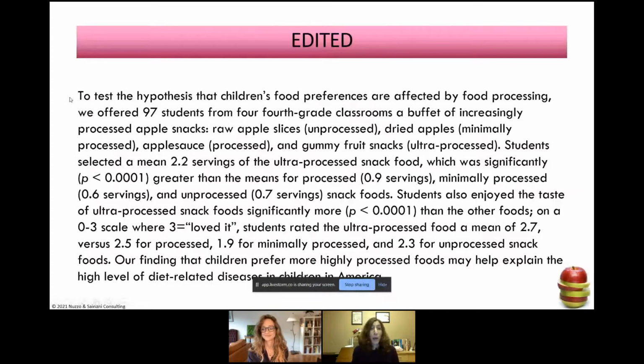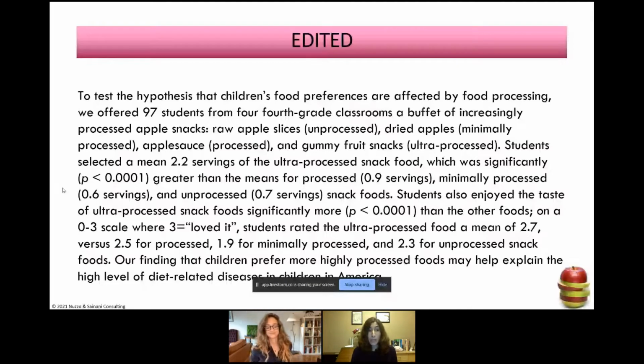To test the hypothesis that children's food preferences are affected by food processing, we offered 97 students from 4 fourth grade classrooms a buffet of increasingly processed apple snacks: raw apple slices, unprocessed; dried apples, minimally processed; applesauce, processed; and gummy fruit snacks, ultra-processed. Students selected a mean 2.2 servings of the ultra-processed snack foods, which was significantly greater than the means for processed, minimally processed, and unprocessed snack foods.